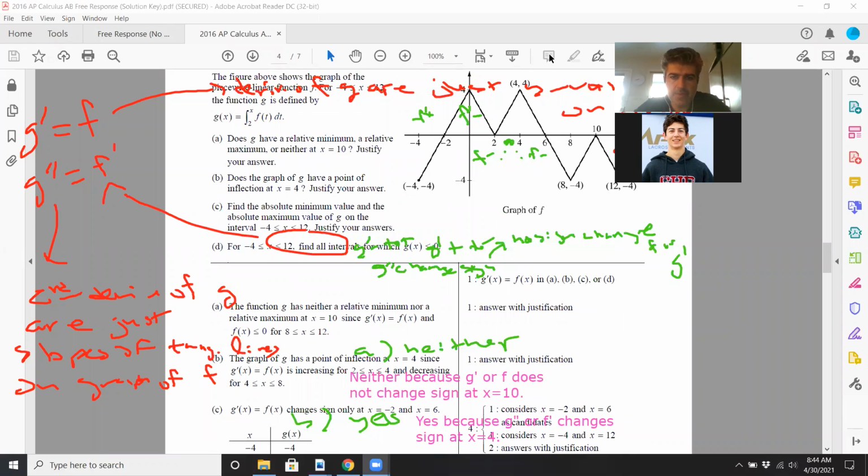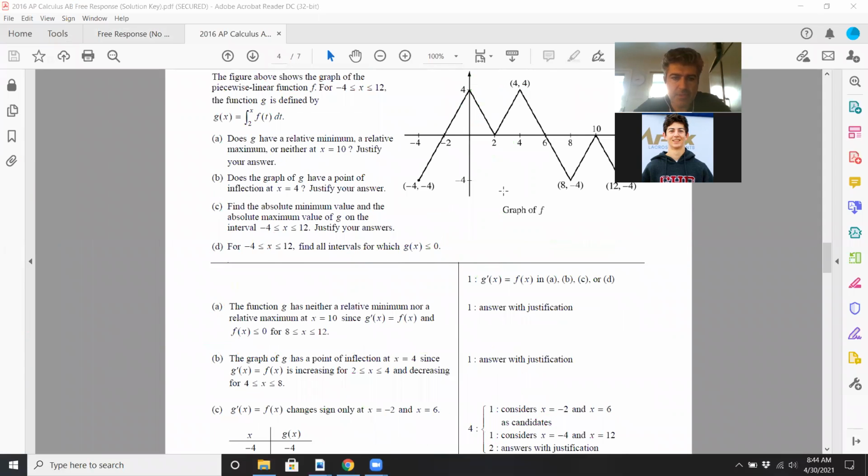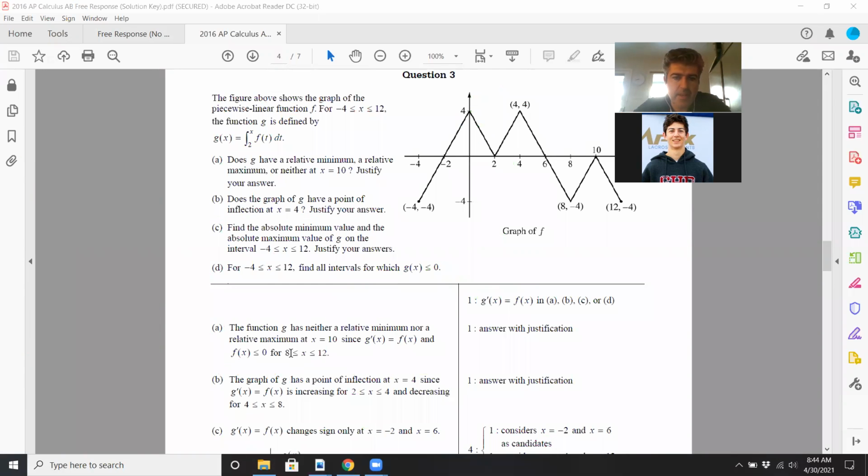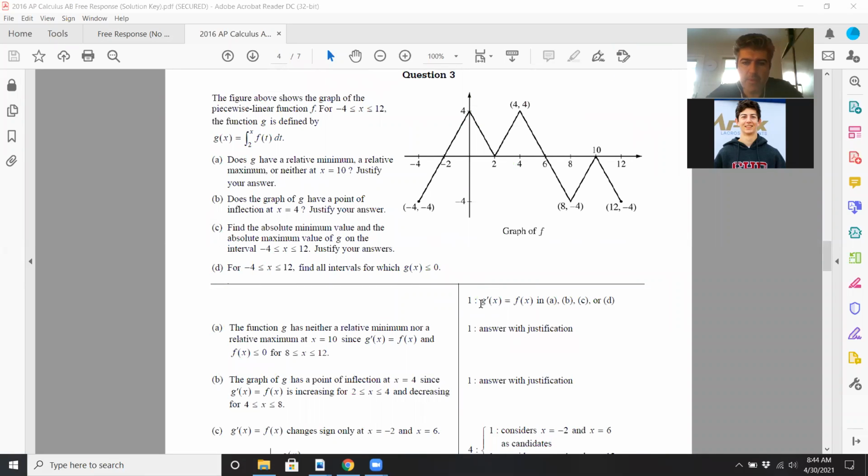Okay, let me clear my screen. So actually B was only worth 1 point, but you can see here I was correct. Well, I guess they gave 1 point for at least making that statement anywhere along the way. So you have a point for the G prime equals F thing. So we took care of that right from the get-go.